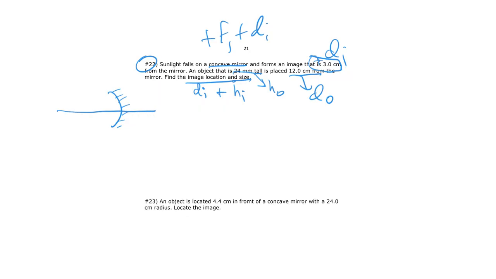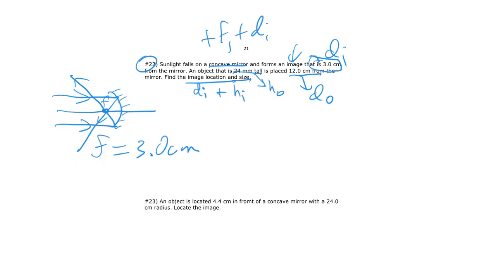Now, a trick on this is that if you have sunlight, it's going to hit a concave mirror and converge at the focal point. So they're basically giving away that right there is the focal point. So it's 3.0 centimeters, positive because it's a converging mirror. So this was misleading, DI, because they're doing a whole different object right here, and that's not the DI of this 24 millimeter tall object. So I need to cross that out.